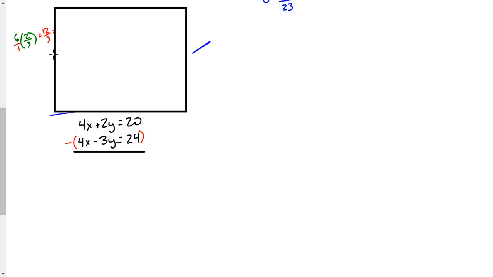Now, I'm not saying that when you're doing questions that you completely scratch everything out. Do not do that. Because you still have to show your work. I mark process, I mark work. But I can still eliminate here. My 4x subtracting my 4x, well, I have 0 x's. 2 subtracting negative 3y is 5y. 20 subtracting 24 is negative 4. Get the y by itself by dividing by 5, and y equals negative 4/5.